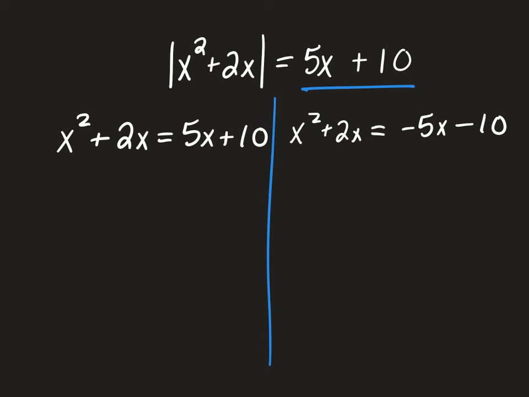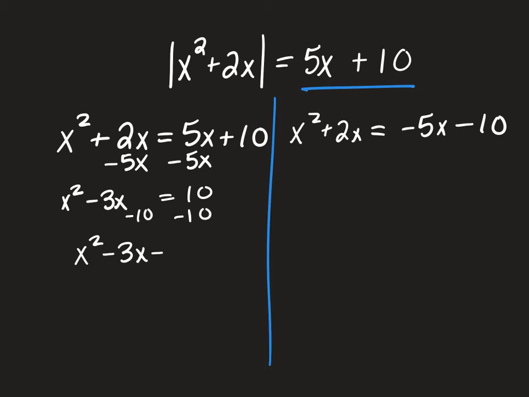Right, so we need to set them equal to 0. So let's work with the one on the left here first. We're going to move everything over. So let's subtract our 5x. So we get x squared minus 3x equals 10. And again, we need to move our 10 over. So we get x squared minus 3x minus 10 equals 0.